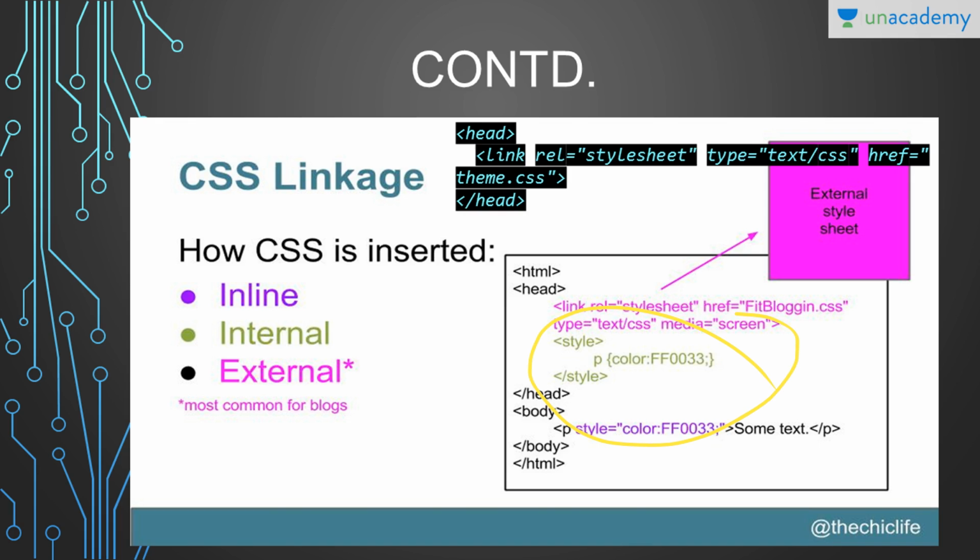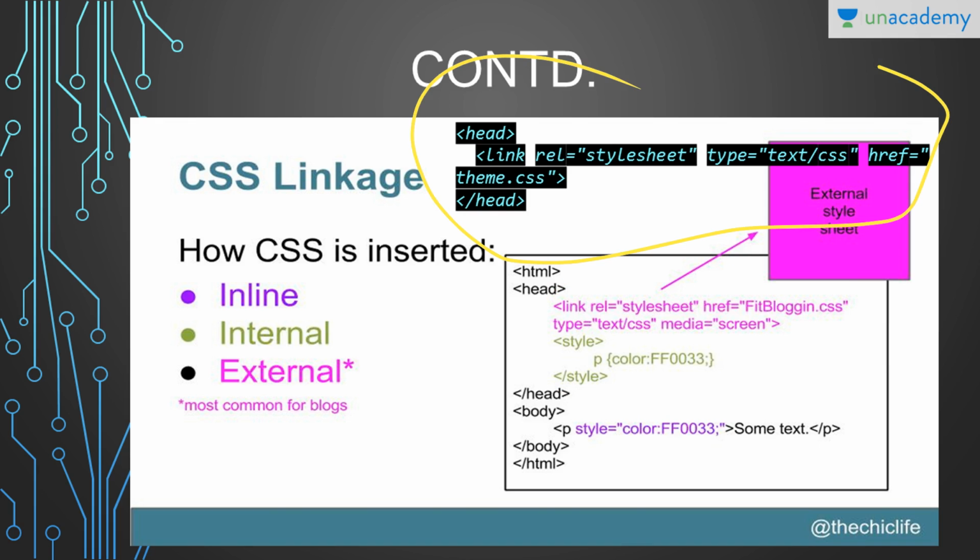And the third, which is the most common one, is the external way. In the head section, we'll give a link to our CSS file. First of all, we'll make another file and save it with whatever name you want. Let's say theme.css. I have saved the file named theme.css. Now I want to link that particular file with my web page or HTML document.